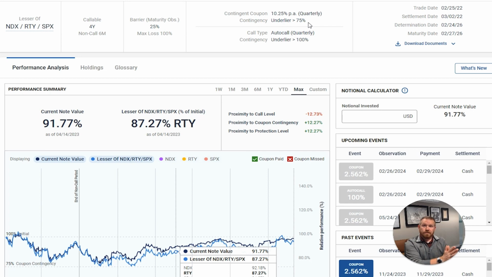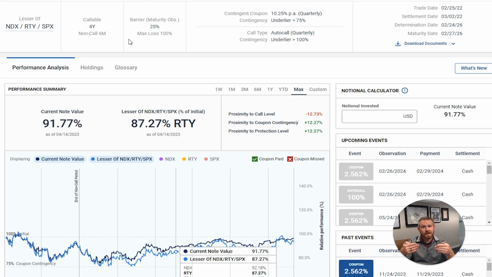But at the end of the term, so at the end of the 4 years, whether they got the coupons or not, at the end of that 4th year, if all three of these stock market indices are either positive or not down more than 25% from when we purchased it 4 years ago, then the client would get all their principal back. And their total return would be the full amount of coupons that they've earned over the years. The problem on the downside is, let's say, for example, one of the indices is down 30% at the end of that 4 years.